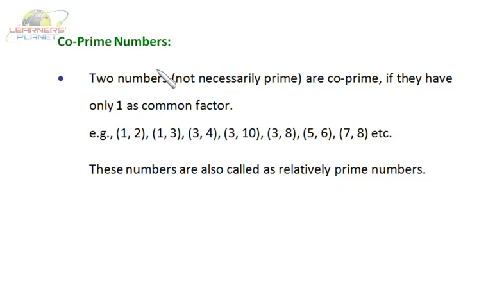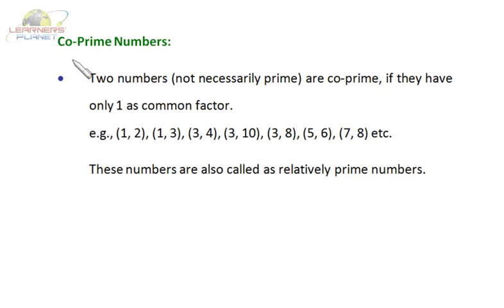Kids, let's discuss a new term, that is co-prime numbers. We have already discussed prime numbers. Now what were prime numbers? Prime numbers are the numbers which have exactly two factors, that is the number 1 and the number itself. Say 2, 3, 5, 7, all of these are prime numbers since they don't have any other factor except 1 and the number itself. Okay.